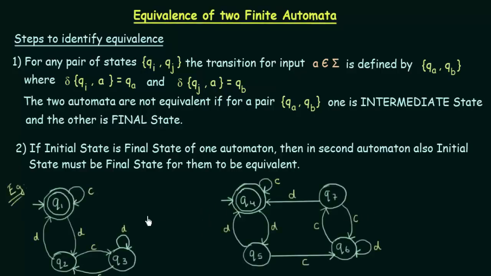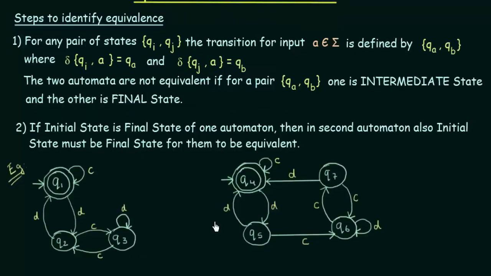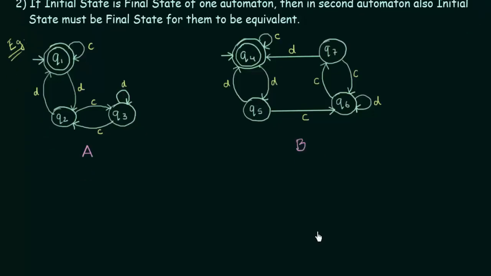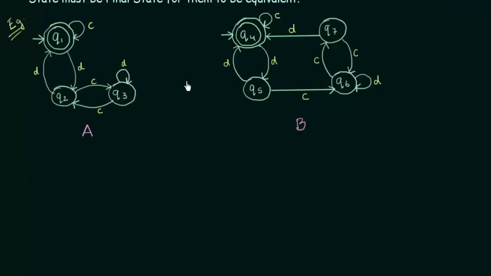Here we have an example with two automata. This is the first automaton and this is the second automaton. Let me call them A and B. In order to check whether these two automata are equivalent or not, I will make a table where I will write the pairs of states. And if you notice, the inputs in these automata are C and D. So here I'll write for input C and here I'll write for input D.